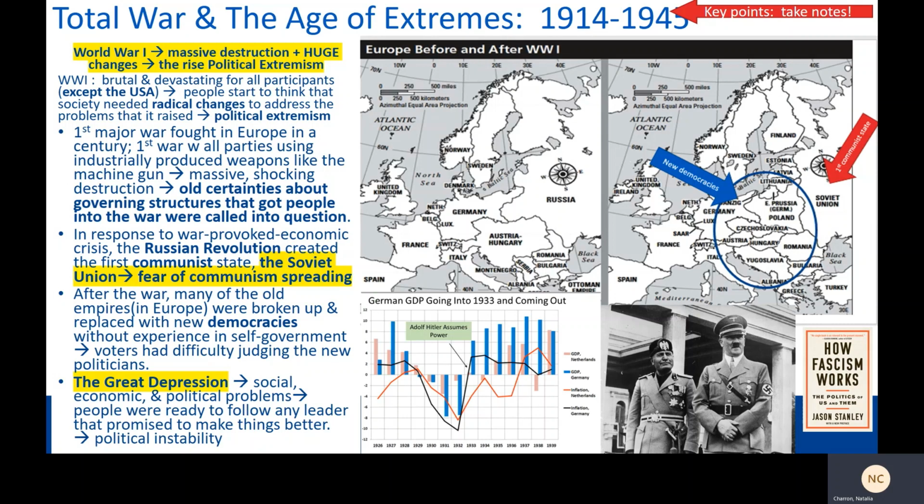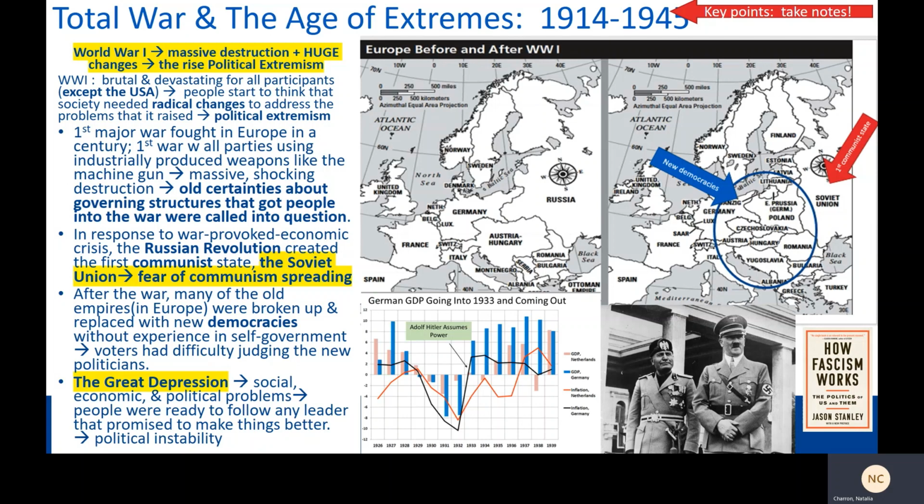In response to war-provoked economic crisis, for an early example, in 1917, the Russian Revolution kicked out the Tsar and then killed him, and then created the first communist state, the Soviet Union. This in itself was a sign of political extremism. The problem was devastation from the war, and the solution was rapid transition to a communist economy to, in theory, get rid of private property and do it all within the span of a few years. That's extreme. But that also led to the rise of reactionary extremism too.